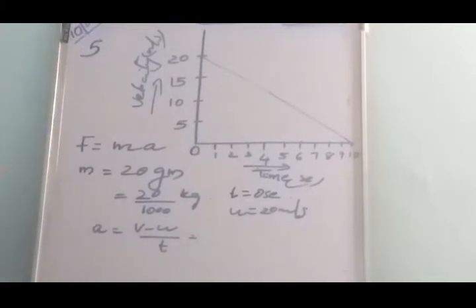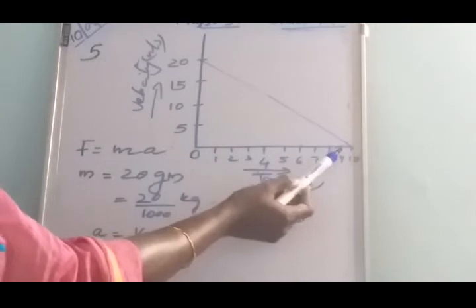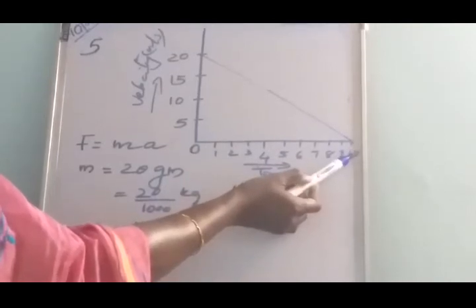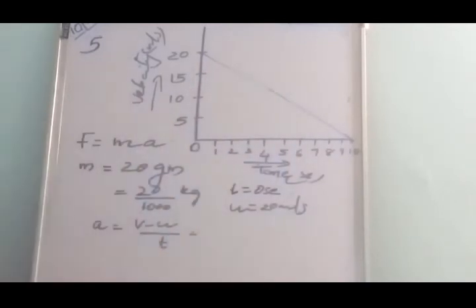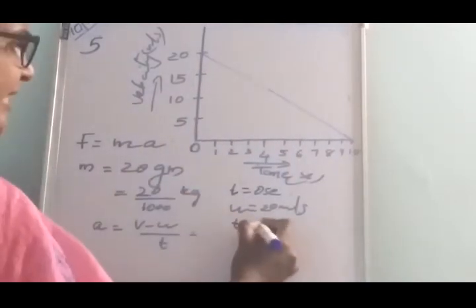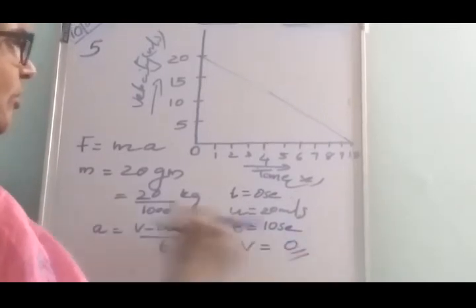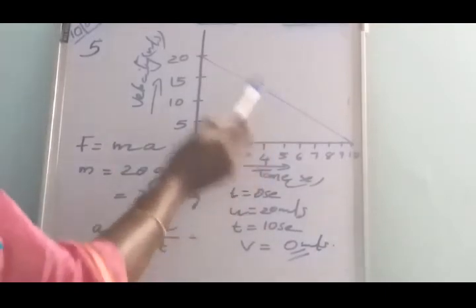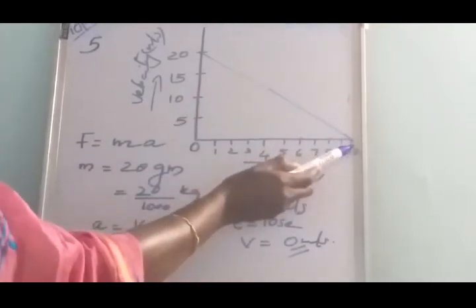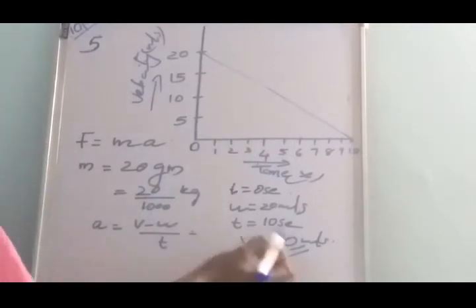The next is the final velocity. During 10 seconds, what about the final velocity? The velocity decreases to 0. So the time t is equal to 10 seconds, and the final velocity v is equal to 0 meter per second.